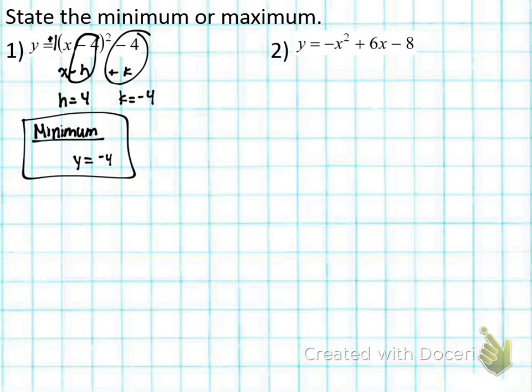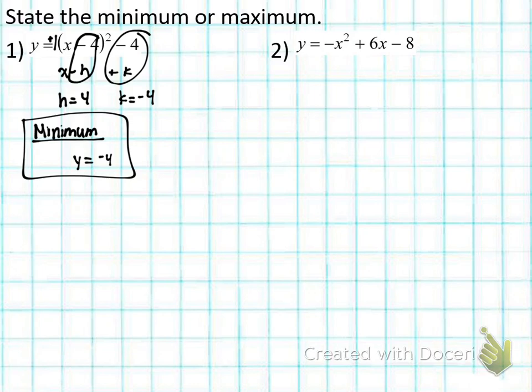So what did I just do? Again, this is already in vertex form, so I identified H and K. I didn't have to calculate anything. That was nice, right? So I know H is 4, K is negative 4. Figured out what A is. A is positive 1, therefore I know it opens up. Therefore it'll have a minimum, right? At y is equal to, and then you just copy K down here. Okay, that's number 1. Watch me do number 2 now.